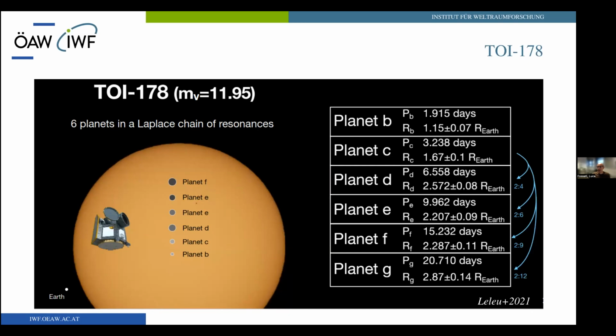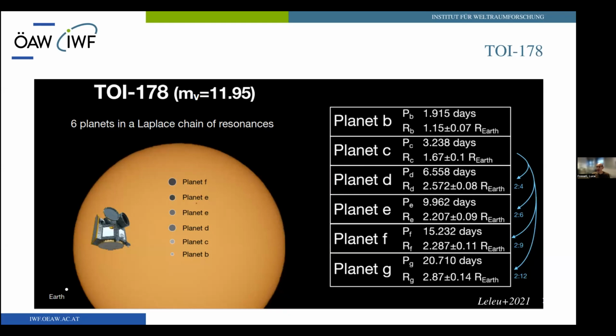Another interesting result was that of the TOI 178 system, which was originally detected by TESS, which detected a few of the planets. I think they were B, C, and D. And then we started to look at this system as well. And we found serendipitously, like Nu-2Lu-PD, we found it essentially by luck, the E planet.